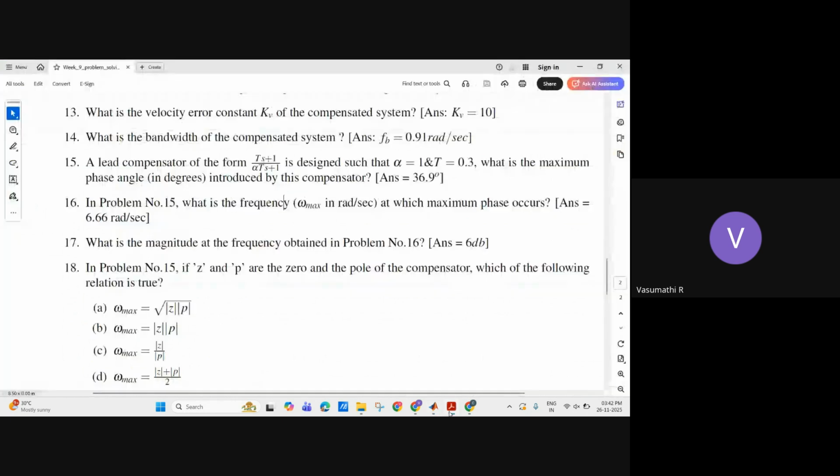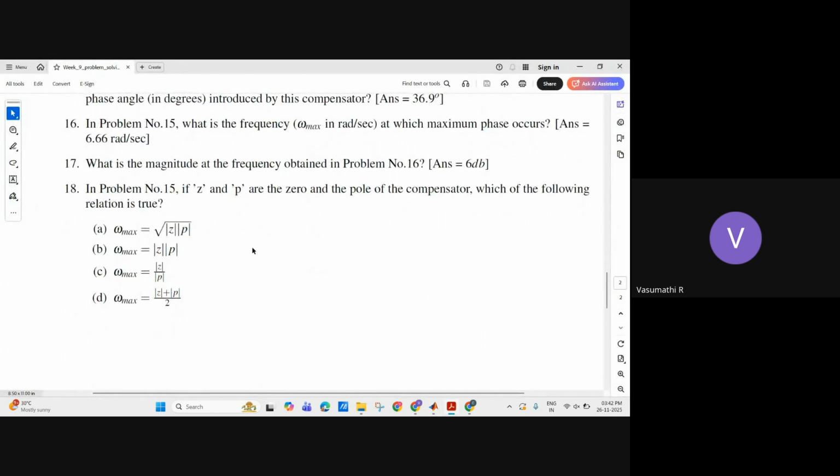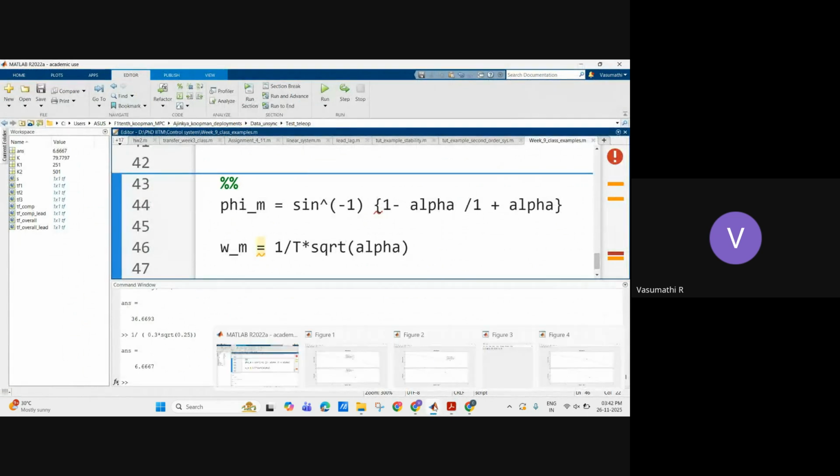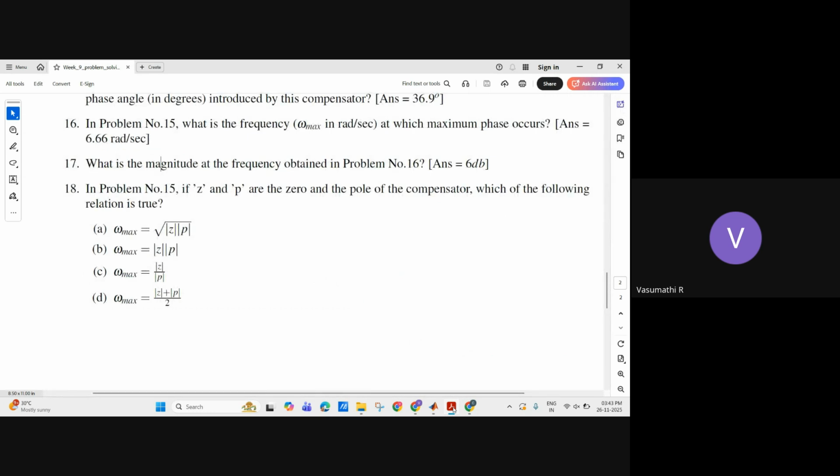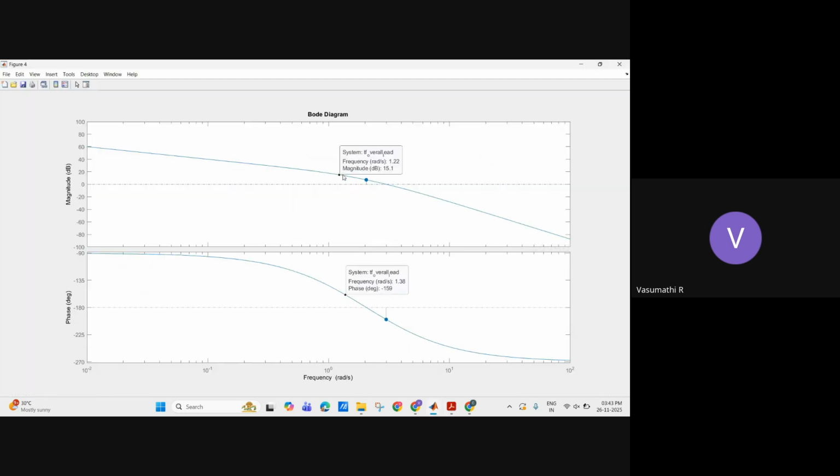The next question is, what is the magnitude at the frequency obtained in problem 16? We have to look for 6.6, which is the frequency, right? At this frequency, we have to look for where it is on the plot. Somewhere here. Minus 18 around. That is the magnitude.